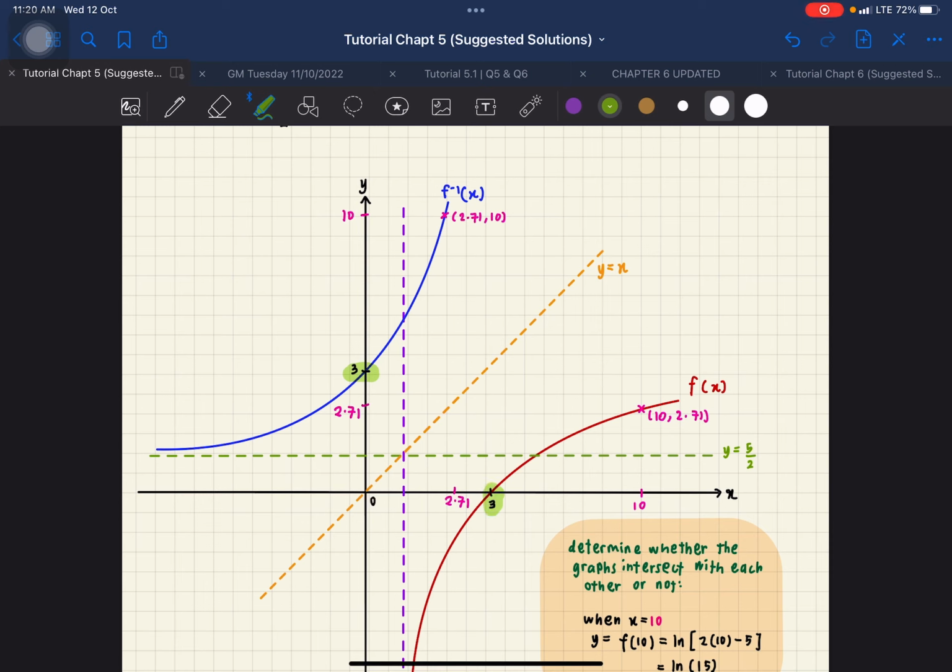Okay, so kalau ikutkan dekat sini, graf kita ni dia possible untuk jadi dua bentuk tau. Maksud saya, boleh jadi graf ni dia intersect with each other. Okay, so bentuk dia maybe boleh jadi macam ni. Or it can also be like this. Okay, kalau awak perasan dekat sini, dia ada langgar each other dekat sini.